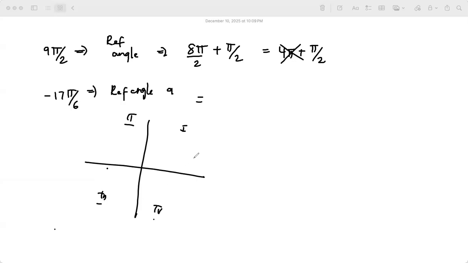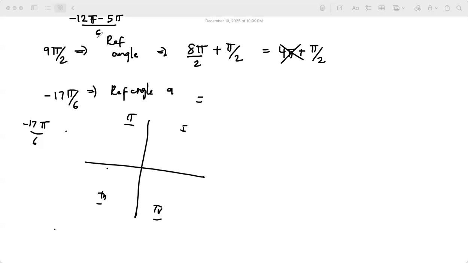So minus 17 pi by 6, now how am I to do it? That's like negative 2 pi minus 5 over 6 pi. Correct. Can I write this as minus 12 pi minus 5 pi by 6? Yeah, 12 and 5, right?